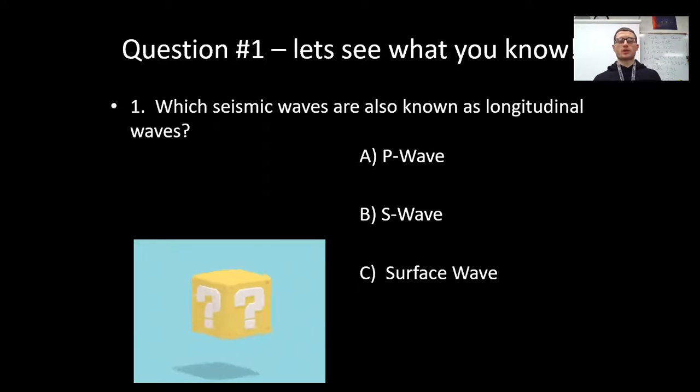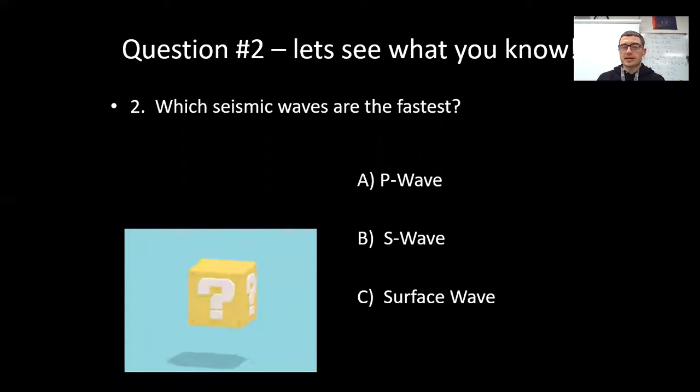So let's just do 2 quick questions. Which type of waves are also known as longitudinal waves? Is it A, P wave, B, S wave, or C, surface wave? Think about it. Take a guess. The answer, if you know by memory, is going to be A, P waves. One more question and we'll call it a day, guys.